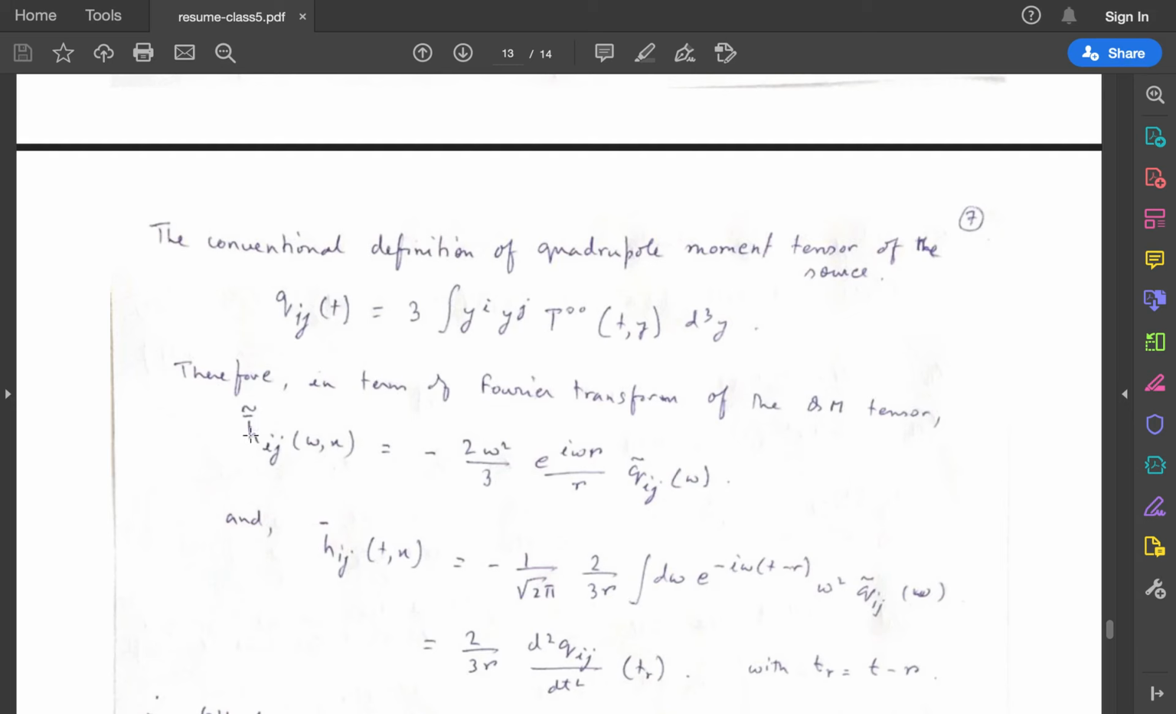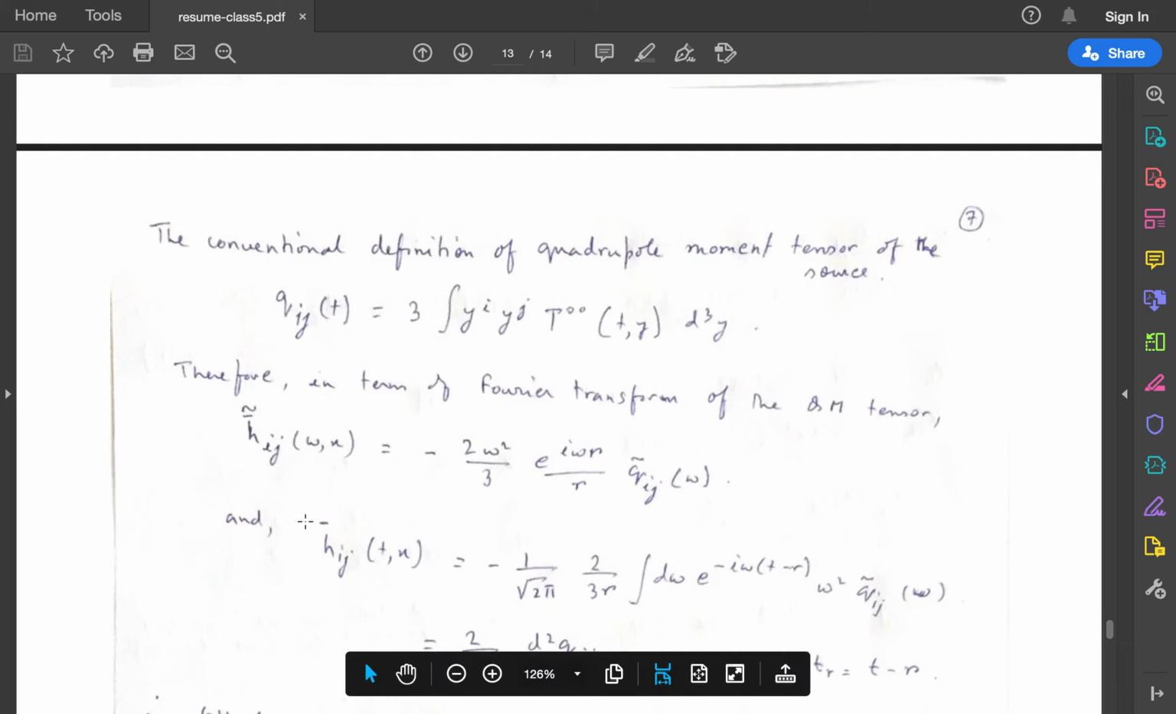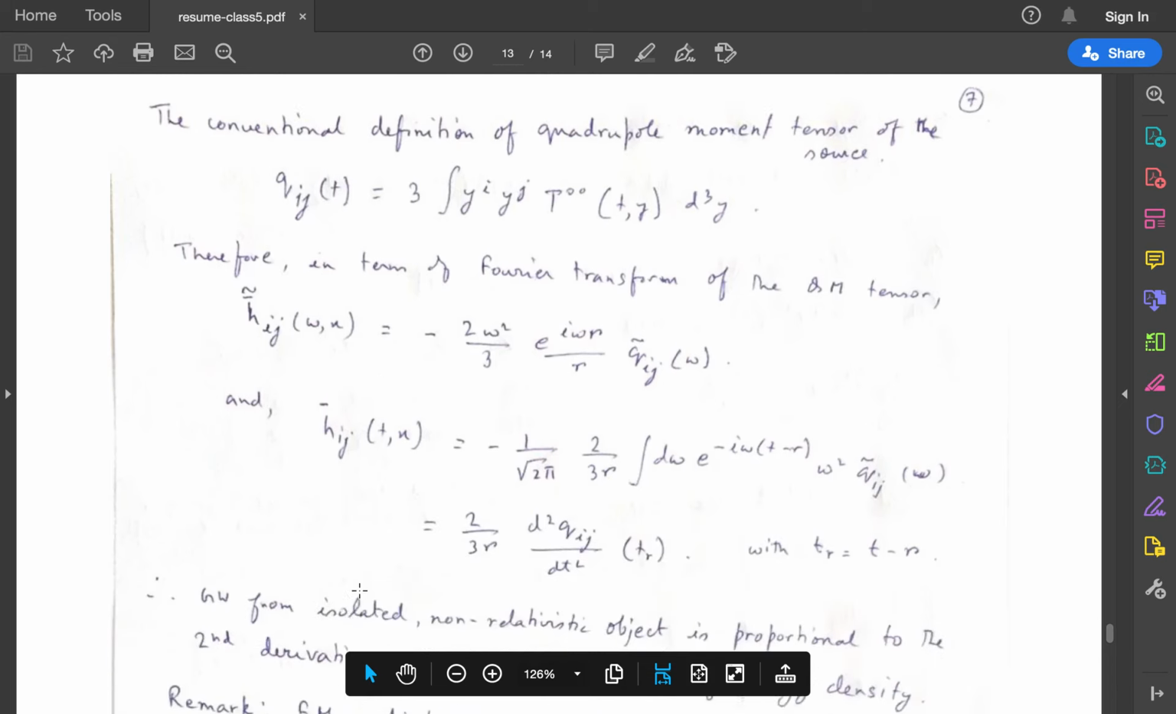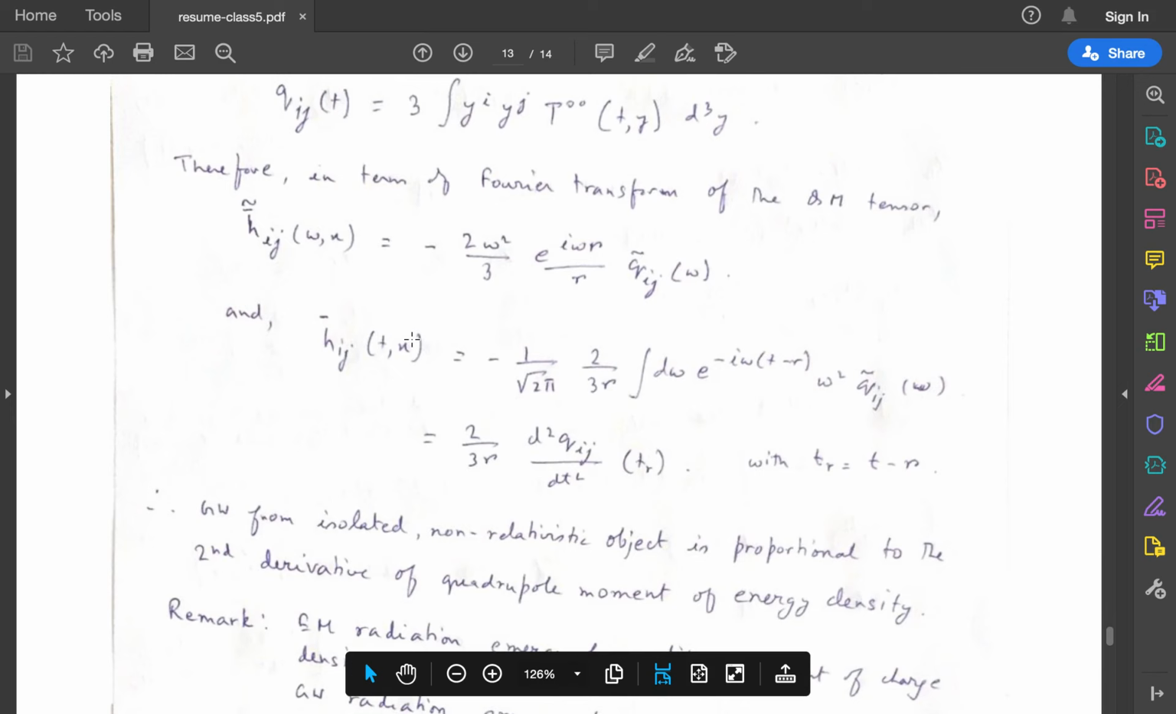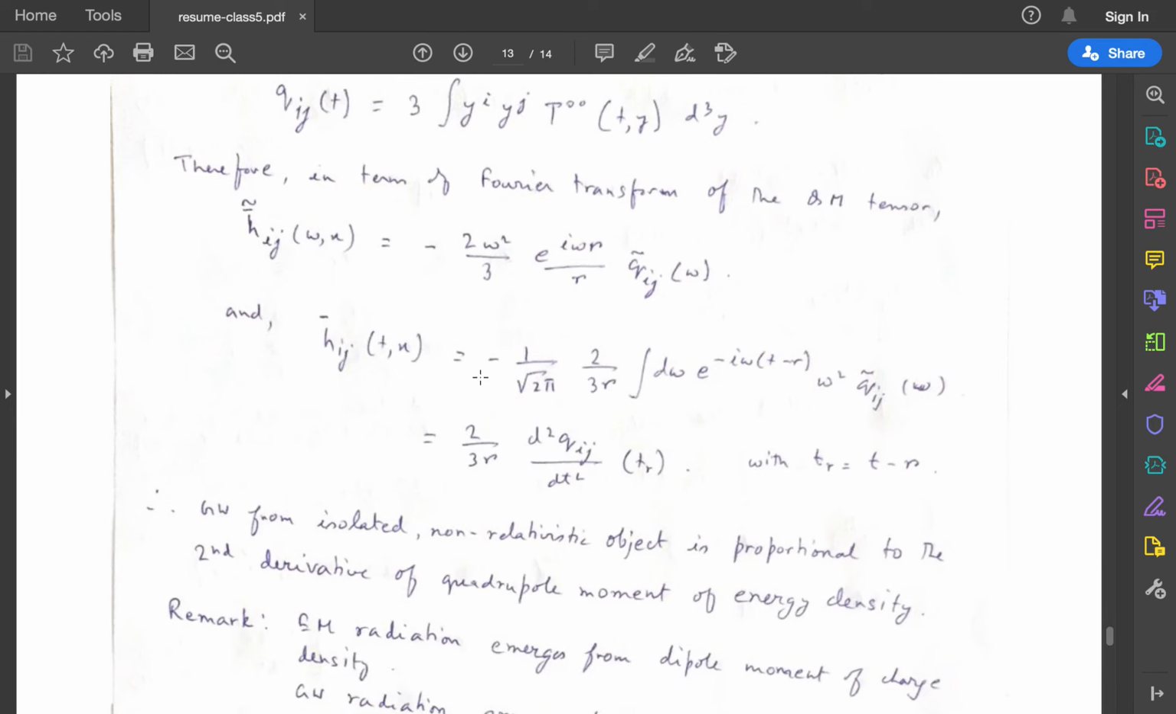This takes a very simple form, and now it can be brought back to our original space, in the tilde basis, in the time t and x part, and then we have this solution. You can see that this is nothing but 2 over 3r, where r is the distance, times d square, the second derivative with respect to time of the quadrupole moment, the change in the quadrupole moment. It is proportional to the second derivative of the quadrupole moment, evaluated at t equal to t_r, which is t minus r by c.